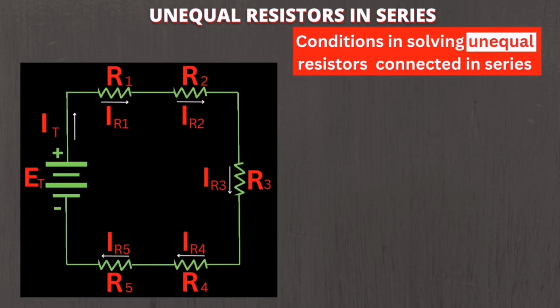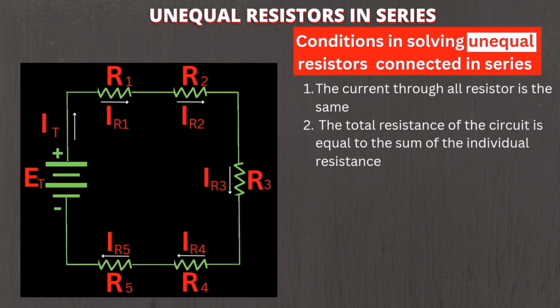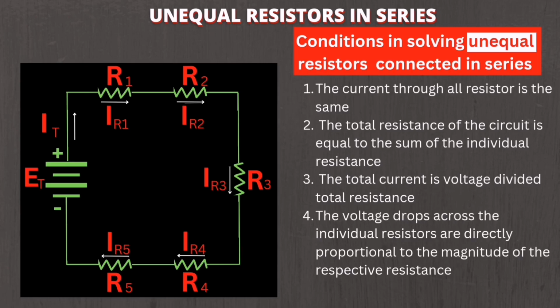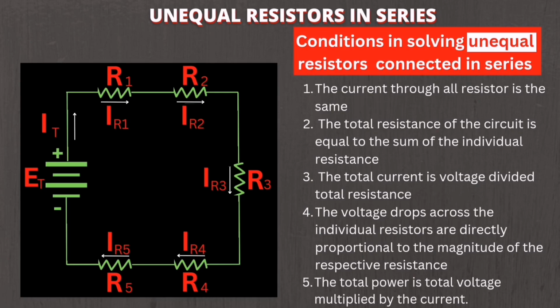So guys, as a summary of solving unequal resistors in series, we have number 1, the current through all resistors is the same. Number 2, the total resistance of the circuit is equal to the sum of the individual resistances. Number 3, the total current is voltage divided by total resistance. Number 4, the voltage drops across the individual resistors are directly proportional to the magnitude of the respective resistance. Then lastly guys, the total power is total voltage multiplied by the current.